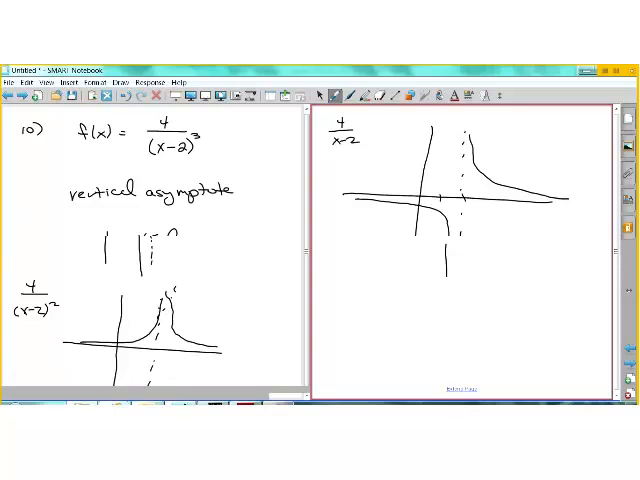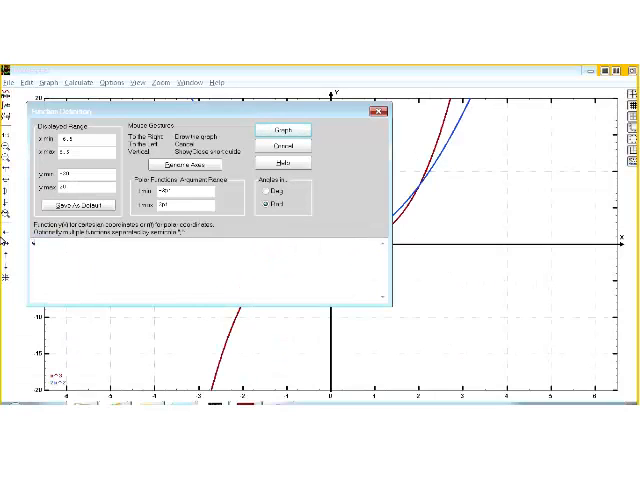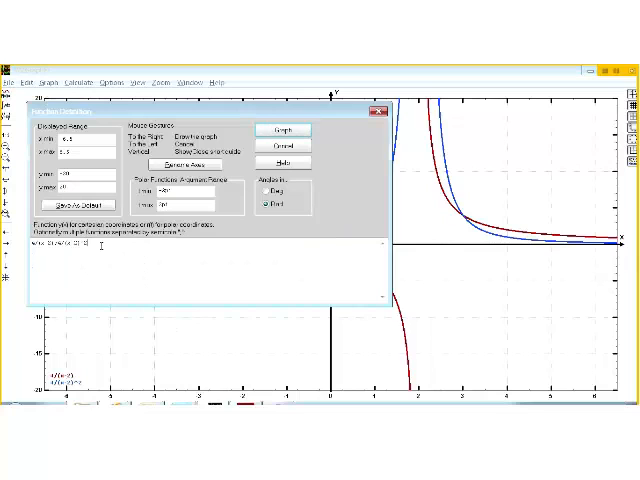Now, actually, let's just go ahead and plot it in the graphing program since we have it so readily available. Let's see if I know what I'm talking about. Okay, so we have 4 divided by x minus 2, and we have 4 divided by x minus 2 squared. So we'll do that first comparison. And so you see the blue curve, which is squared, goes up, whereas the red one goes up and down. Now what I'm going to do is change that to cubed.